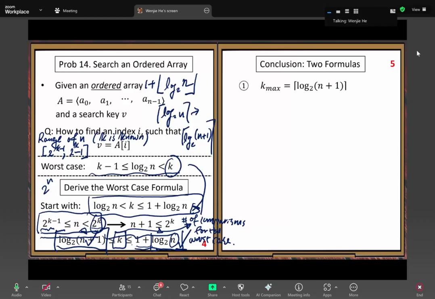From the left-hand side formula, k sub max, here I use this notation to represent the maximum number of comparisons you need. That means the worst case, because for the worst case you need the maximum number of comparisons in the binary search. The left-hand side expression is the ceiling of log base 2 of n plus 1. The right-hand side expression is 1 plus the floor of log base 2 of n.